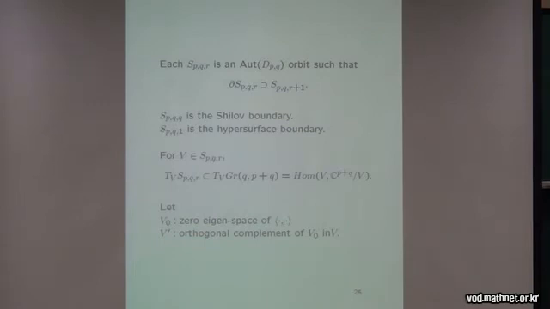Okay, and then we can easily see that as this r becomes bigger, the set becomes smaller. So we have a nice stratification on the boundary. And if the set is the smallest, then we call this the Shilov boundary. And if the set is the largest, then this is a hypersurface boundary. So this is the smooth boundary.